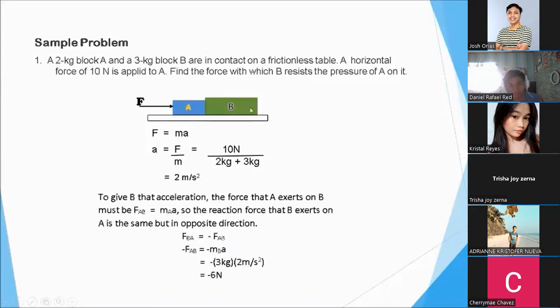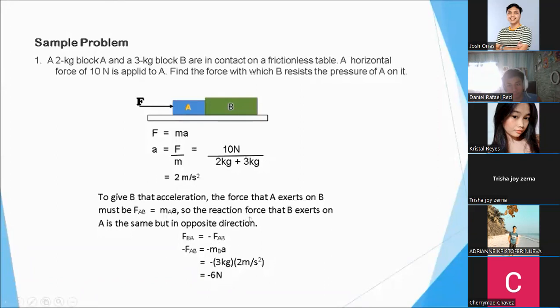Now, to give block B that acceleration of 2 meters per second squared, the force that A exerts on B must be the mass of block A multiplied by the acceleration. If that is the force exerted by block A on B, then the force exerted by block B on A is the same. So that is why F of block B on A is equal to the F of block A on B. They are equal, but the negative sign indicates that they are in opposite direction. Solving that out, we get negative 6 newtons.